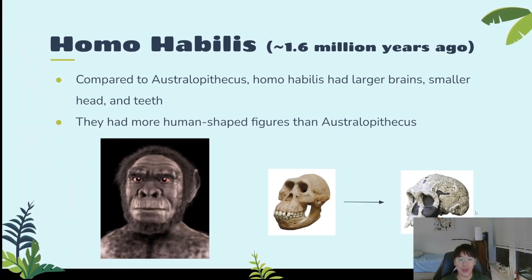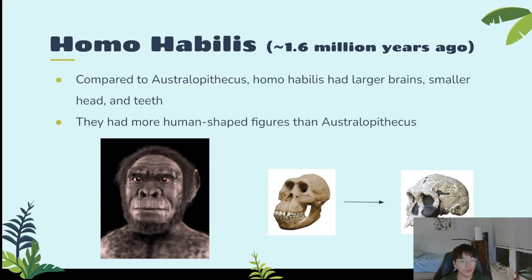Next came the Homo habilis, which was around 1.6 million years ago. Compared to Australopithecus, which we just talked about, Homo habilis had larger brains. They had a smaller head and teeth, a more structured skull, and more human-shaped figures than Australopithecus. So this is a Homo habilis. It's getting closer to human beings, but not quite yet.